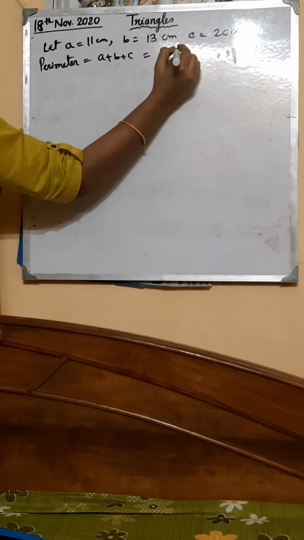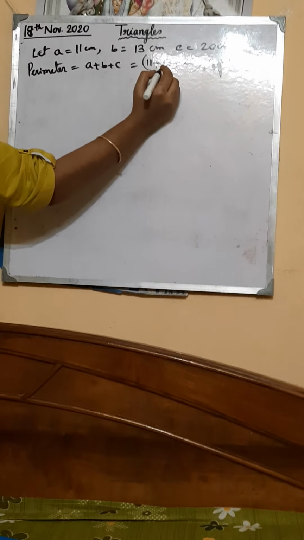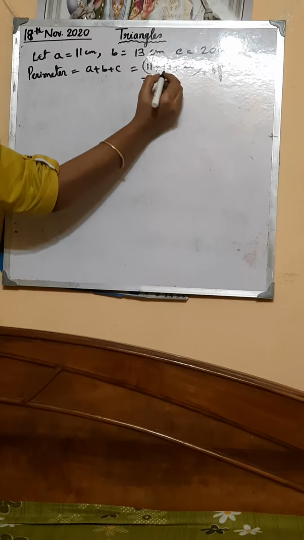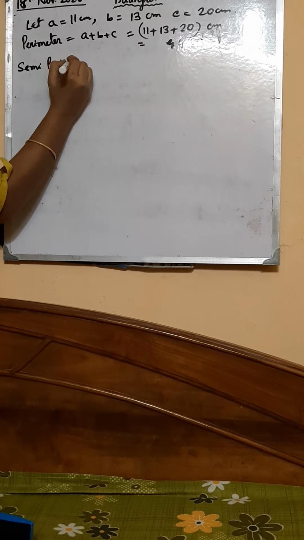That means 11 plus 13 plus 20 centimeter, which equals what? 3 plus 1, 4, 2, 3, 4. 44 centimeter. Okay. Now next, how to find the area? First you have to find the semi-perimeter. Semi-perimeter S equals A plus B plus C divided by 2. A plus B plus C means 44 divided by 2 means 22 centimeter.